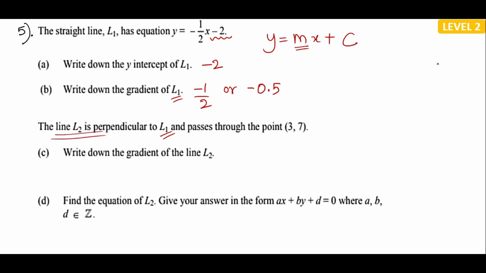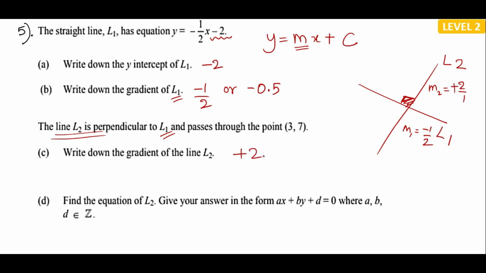So they have given the condition that they are perpendicular. So if this is L1, this is going to be L2. Write down the gradient of L2. So we have already found the gradient of L1 as -1 over 2. So for the gradient of L2, it's going to be 2 over 1 with the opposite sign. So the answer here is +2, or you can just write 2.